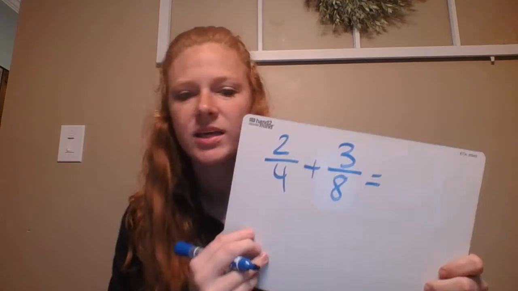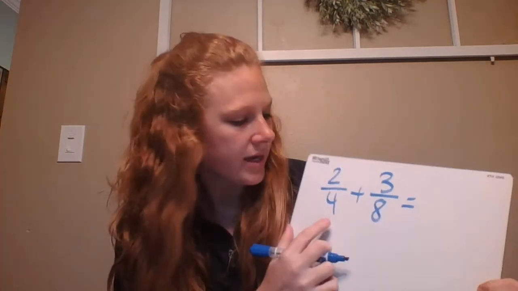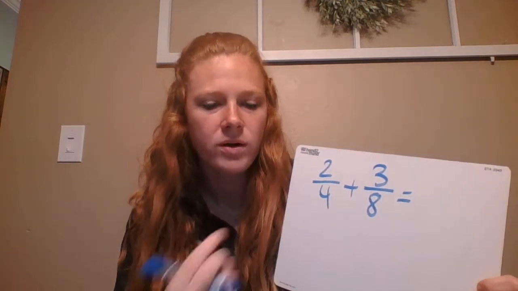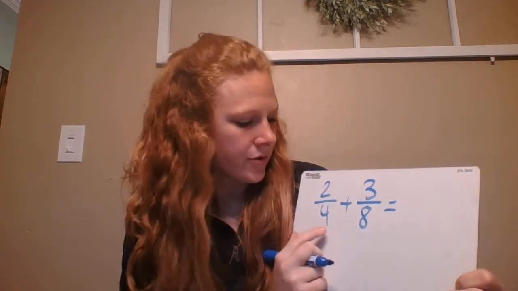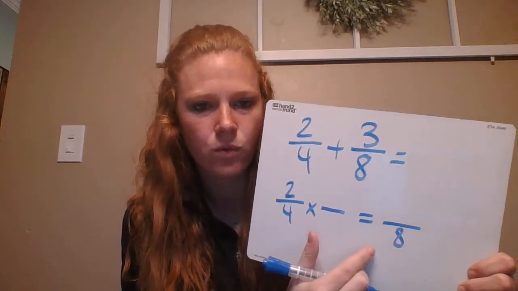Our next problem is another addition problem. So 2/4 plus 3/8. The first thing I have to check is to make sure my denominators are the same. But this time they're not. I can see I have a 4 and an 8. One of these numbers can easily become the other. So a 4 could easily become an 8. I have to ask myself, 4 times what would give me 8? So that I can have this same denominator.